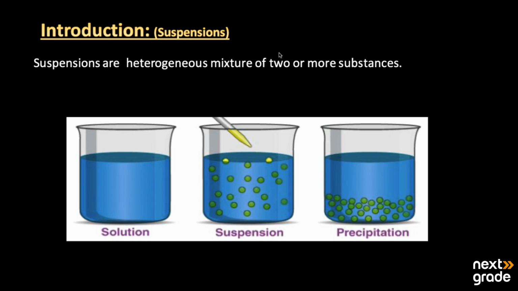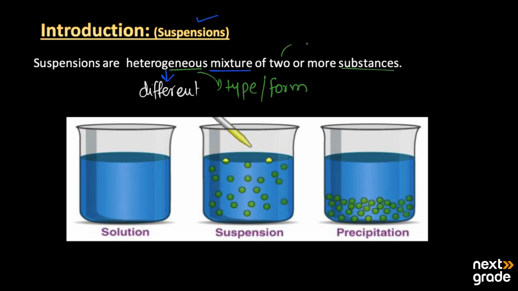In today's lecture, we will discuss suspensions. The word suspension may be new to you. Basically, a suspension is a type of mixture. What type of mixture is it? It is a heterogeneous mixture. Hetero means different, and genus means type, or we can say form. It means suspensions are heterogeneous mixtures of two or more substances.